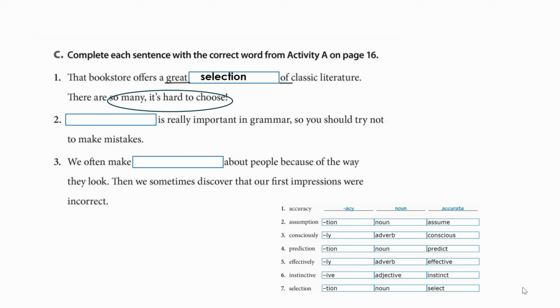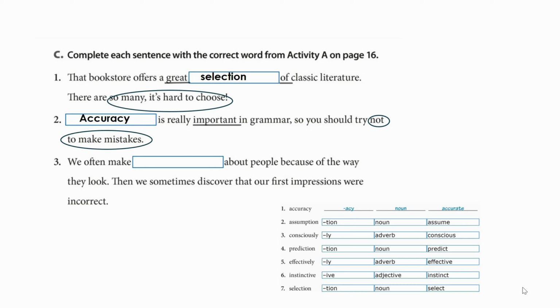Number 2, we have a space and then "is really important in grammar. So you should try not to make mistakes." We have "important", which is an adjective. So therefore we are looking for a noun. And that noun has to be opposite to mistakes, not to make mistakes. And yes, the answer is accuracy. So accuracy is really important in grammar, so you should try not to make mistakes.